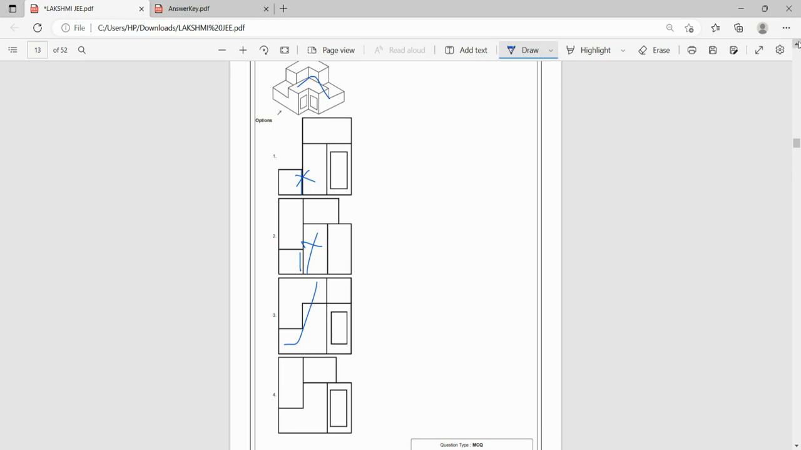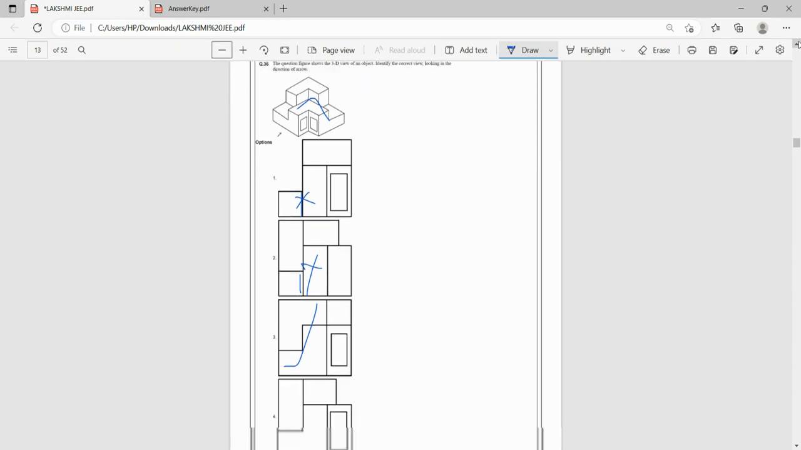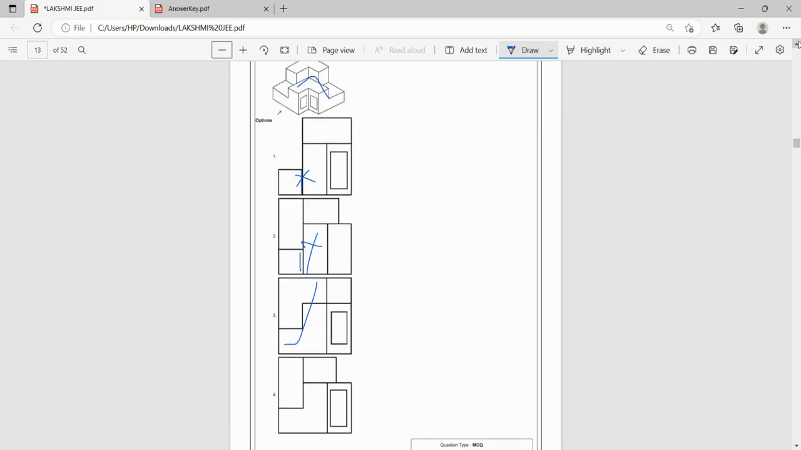Like 3D view is the options. Options we have to exclude, which is not suitable. Okay. If you think about the direction of arrow, then we can tell this is the one, fourth one. Okay, so fourth one is having one L section, that is here, then this one, yes.